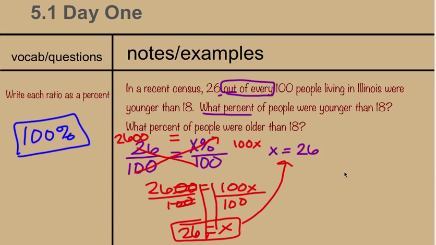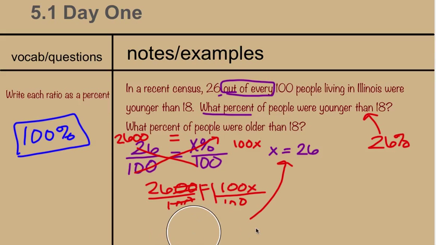Remember, we were looking for a percent though, so I know that the percent of people who were younger than 18 is 26%. That goes with question 1. Let's talk about question 2 for a second then.